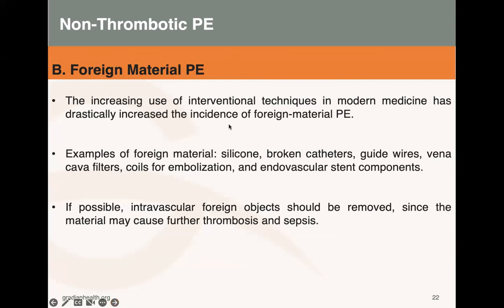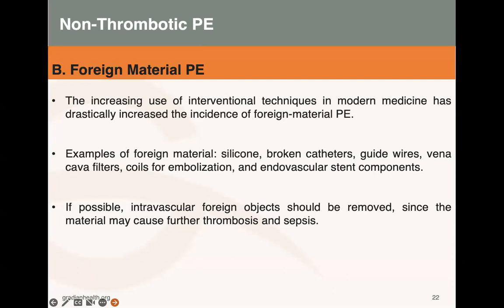So another cause is foreign material pulmonary embolism. The increasing use of intervention techniques in modern medicine has drastically increased the incidence of foreign material pulmonary embolism. So the sources here can be the silicone, broken catheters, or the guide wires. Maybe when you are putting the central line, the wire can accidentally go into the right side of the heart, then go to the pulmonary circulation and cause the embolism.